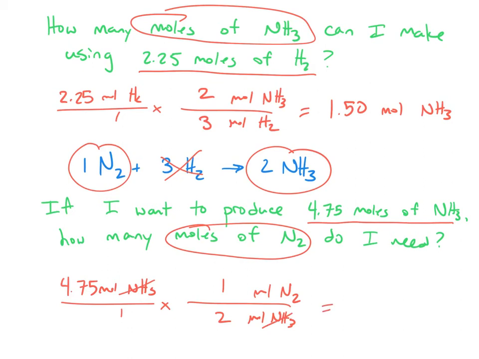4.75 divided by 2 is equal to 2.375. Now, I need to round that to the significant figures that match the initial number in the problem, and this is 3. So my answer rounds up to 2.38 moles of N2. And that's my final answer.